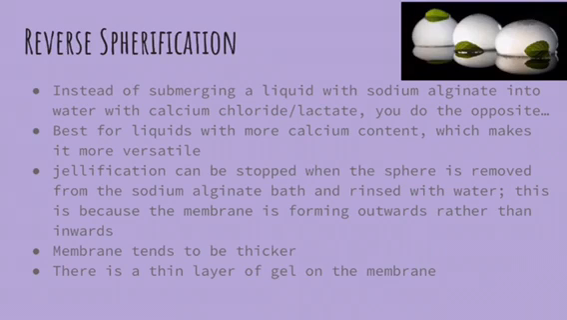And in this process, jellification can be stopped. This is another positive of this process because in direct spherification, the membrane would continue to gellify until there was no longer liquid inside of it. But in this process, that doesn't happen, so that's a good thing. That means you can also save the spheres for later. The only problem with this process is that the membrane does still tend to be thicker, and also there's a thin layer of gel on the membrane.